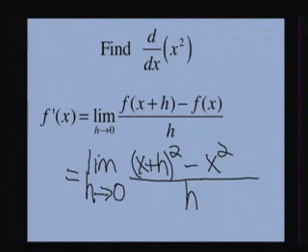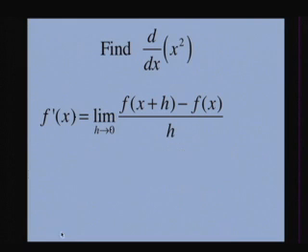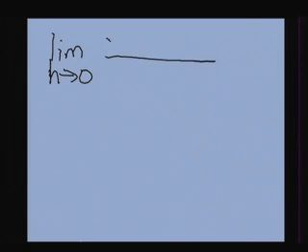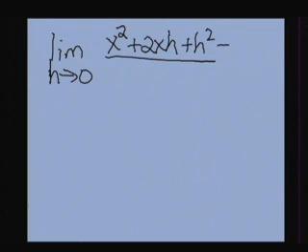Now what we need to do is expand this binomial. So it's the limit as h goes to 0, and if we expand that binomial, we get x squared plus 2xh plus h squared minus the x squared, and that's all over h.